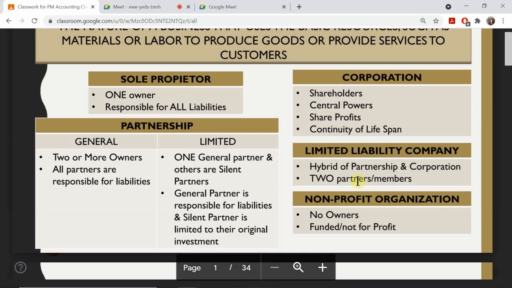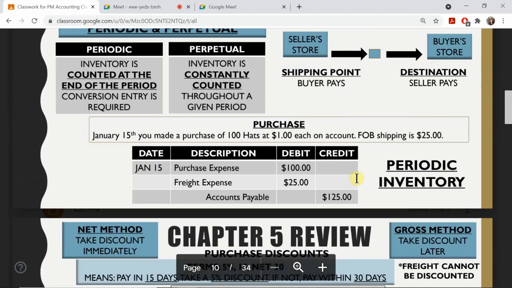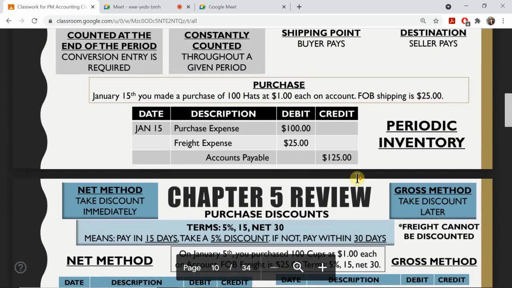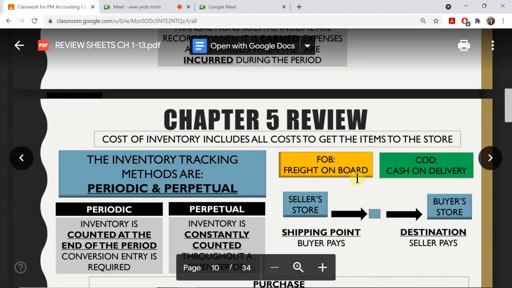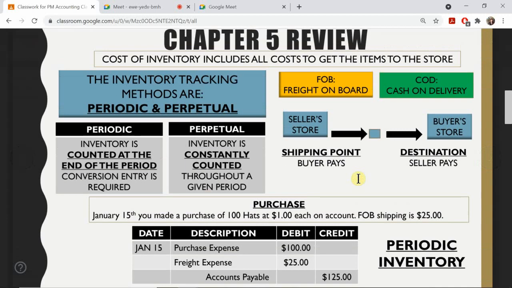So here we are on the review sheets. Let's fast forward to chapter 5, okay? So in chapter 5, we pretty much went through what the inventory types are, right? We know what periodic inventory and perpetual inventory is, right? Know the difference between them. I will be testing you on knowing the difference, okay?